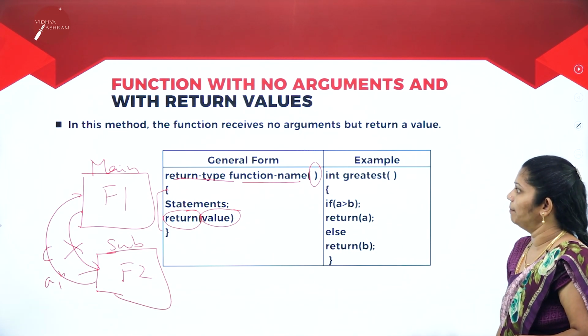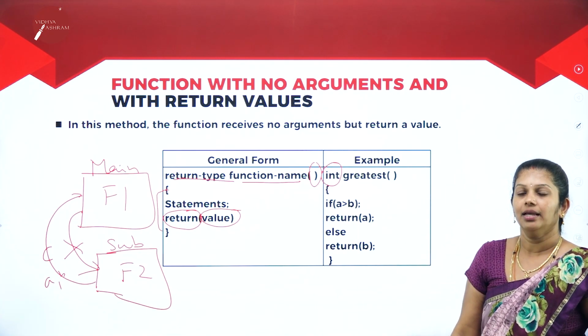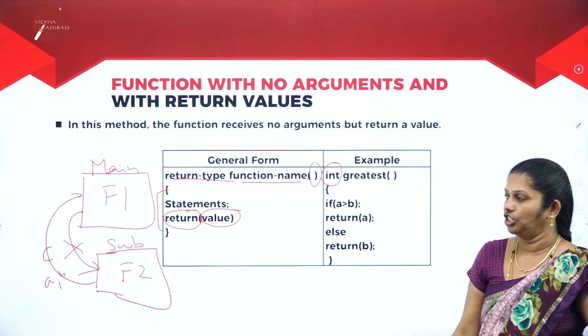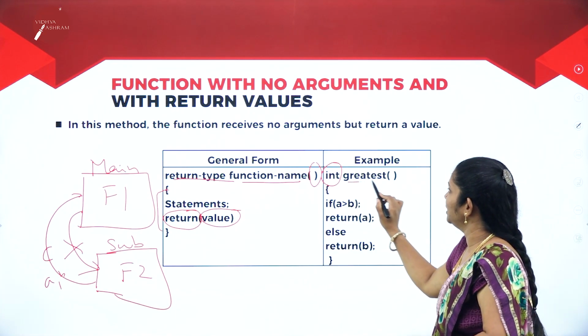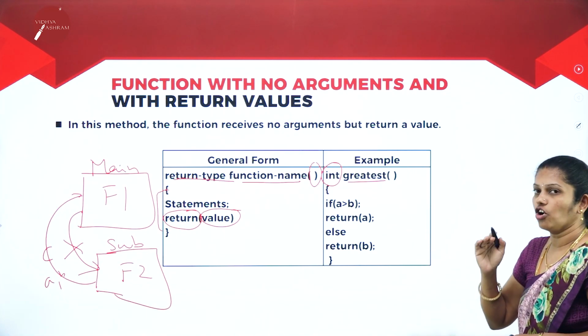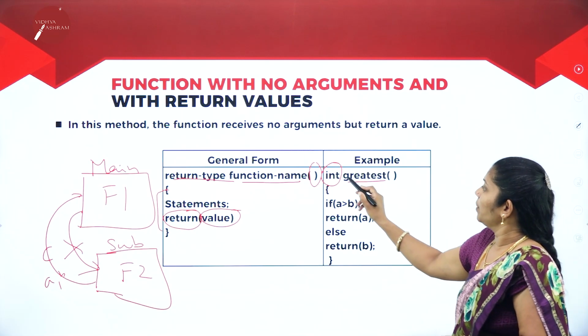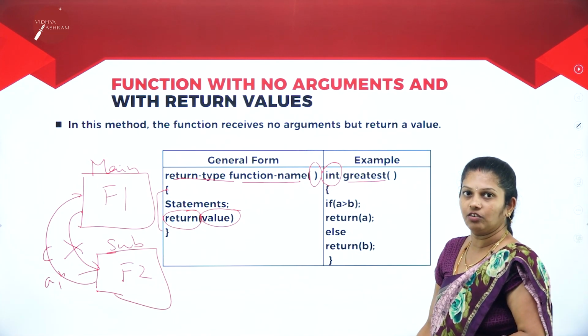If you observe the example, here we have given int. The return type is int. It means that after calculation, it will generate the result in integer format, and the function name we have given here is greatest. And here the empty brackets mean that we are not passing any values. But after calculation, it has to generate the result of type integer format.